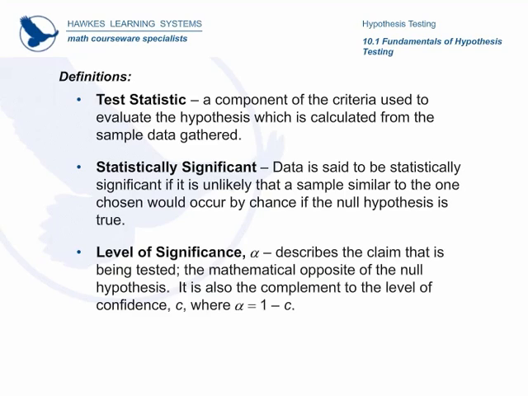And lastly, the level of significance, or the alpha, and that describes the claim that is being tested, the mathematical opposite of the null hypothesis. It is always the complement to the level of confidence, which is the symbol C, where alpha equals 1 minus C. So our level of significance equals 1 minus the level of confidence.